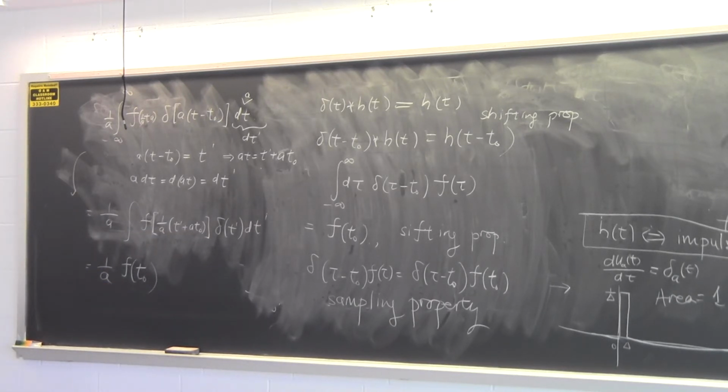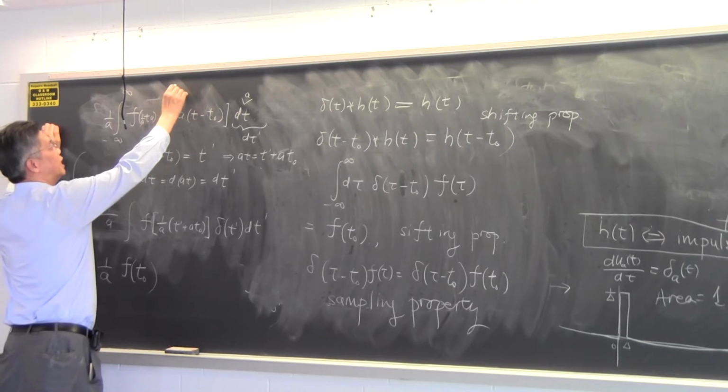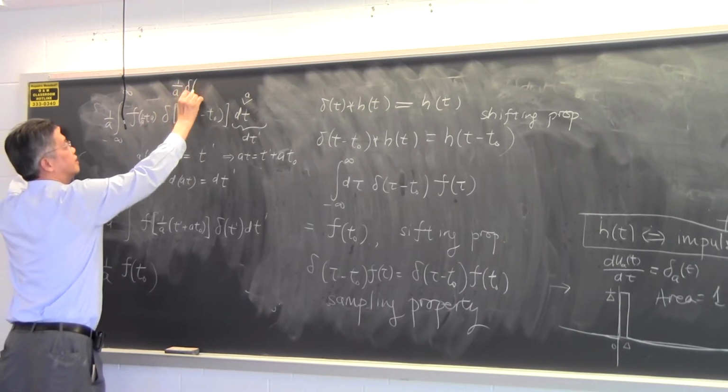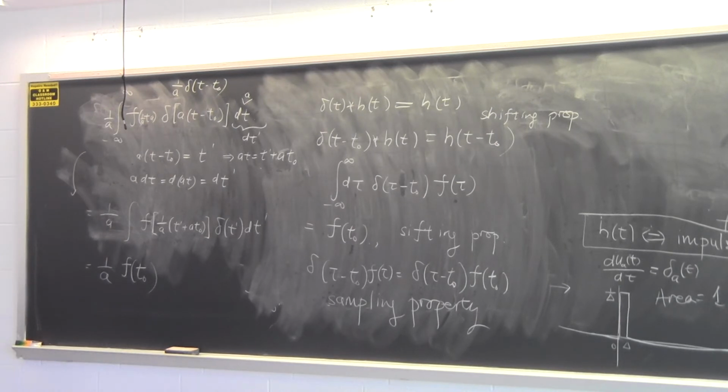So what you notice here is that if you have this function being scaled, it behaves like 1 over a delta t minus t naught. Okay, it just behaves like that function. Okay, this is the scaling property of a delta function. Are there any questions regarding what the delta function is?